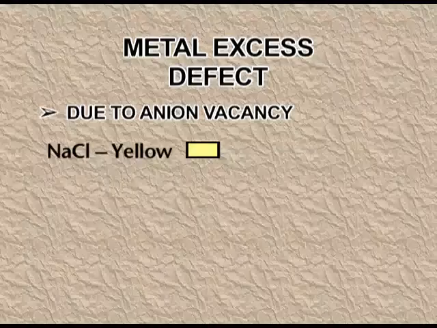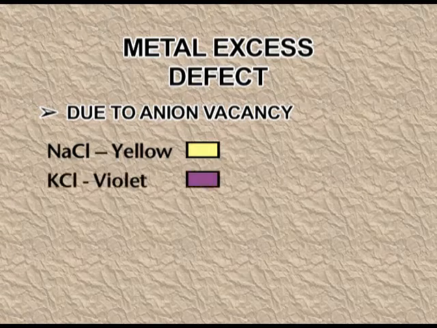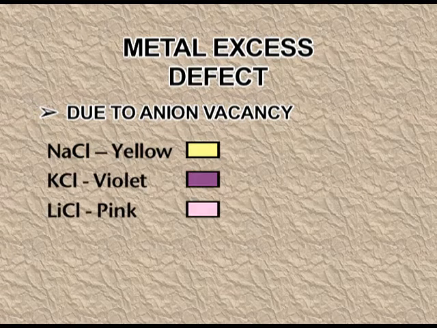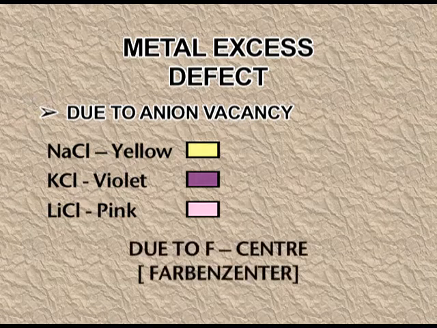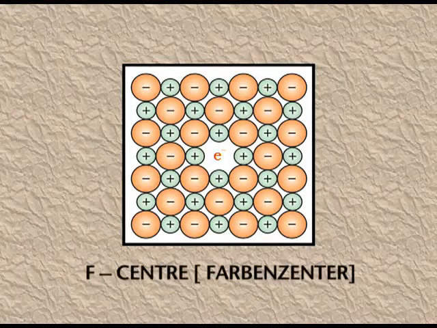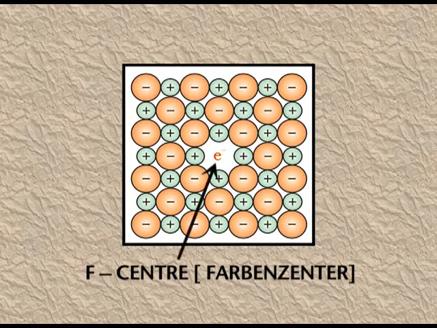The alkali metal halides are colored. For example, sodium chloride is yellow in color, potassium chloride is violet, lithium chloride is pink in color. Why are these crystals, why are these solids colored? It is due to F centers, Farben centers. What are these F centers? F centers are defined as when the anion vacancies are occupied by the electron, that point is known as the color point or the F center. These electrons are unpaired, and due to the presence of these unpaired electrons, the crystals are colored.